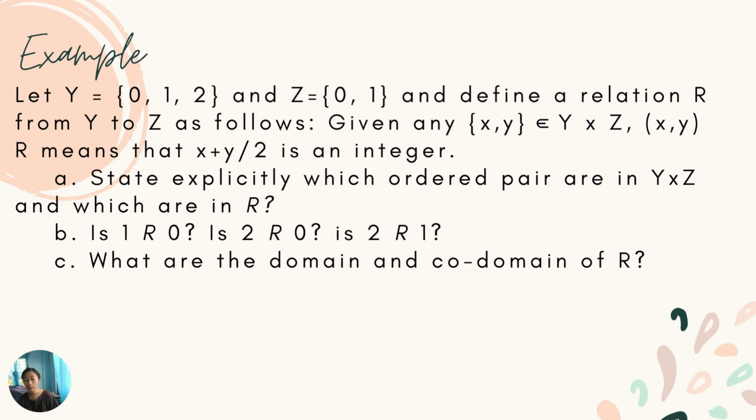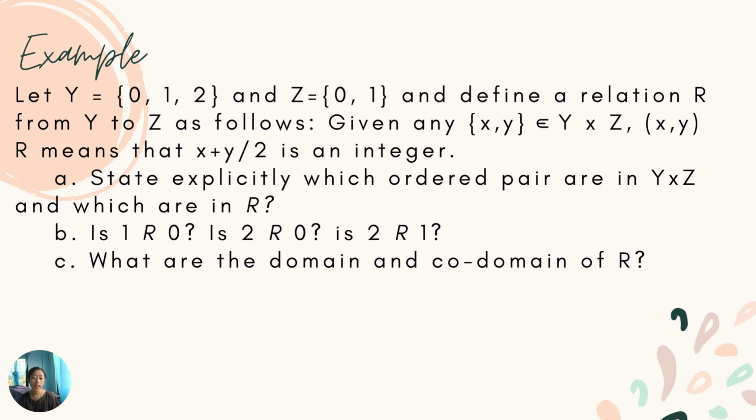It means that the rule of the relation R is (X plus Y) over 2. When we apply the X and Y coordinates here over 2, the answer should be an integer, not a fraction. So, the questions: state explicitly which ordered pairs are in Y cross Z and which are in R. Letter B: is 1 related to 0, is 2 related to 0, is 2 related to 1? And lastly, what are the domain and codomain of R?